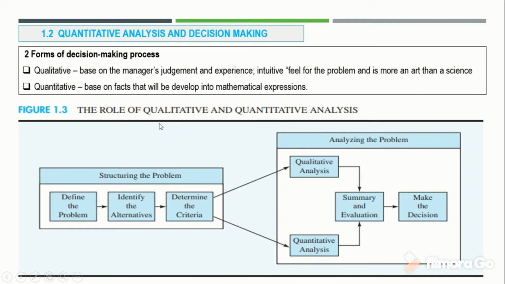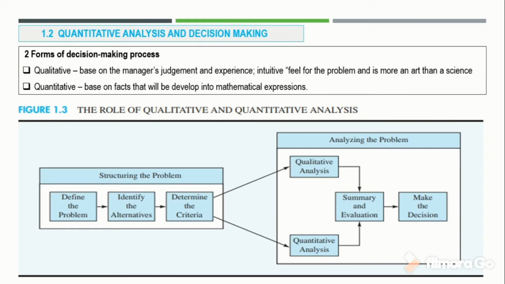So, when using a quantitative approach, an analyst will concentrate on the quantitative facts or data, mga factual data, associated sa problem, and develop these facts into mathematical expressions, which describe the objectives, constraints, and other relationships that exist in the problem. So later on, makita na siya.